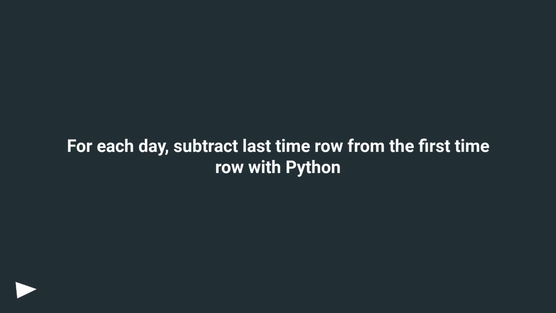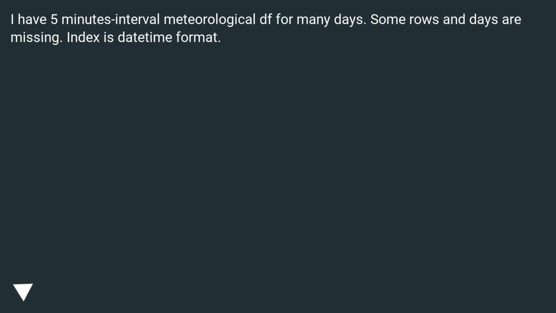For each day, subtract last time row from the first time row with Python. I have 5 minutes interval meteorological df for many days. Some rows and days are missing. Index is date-time format.